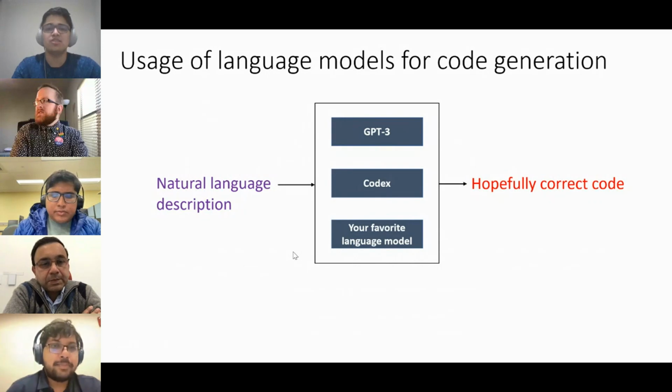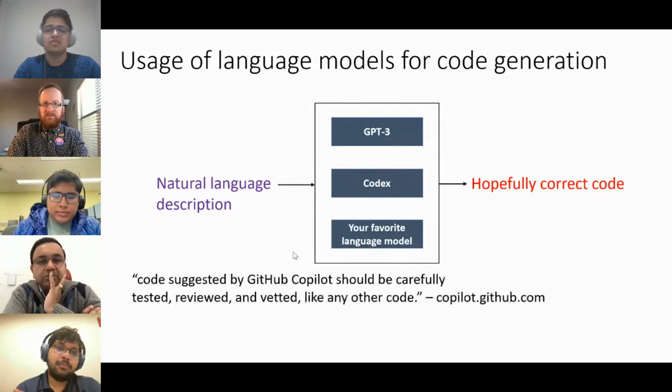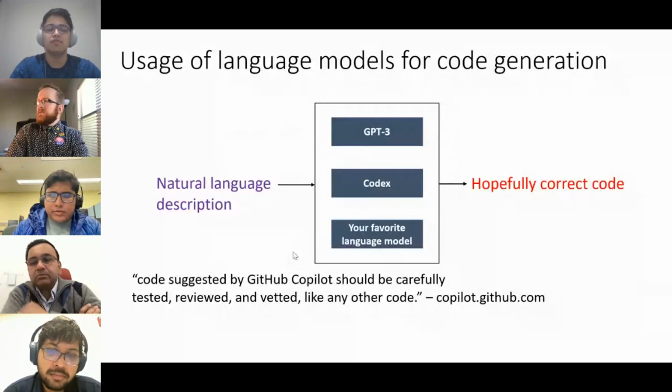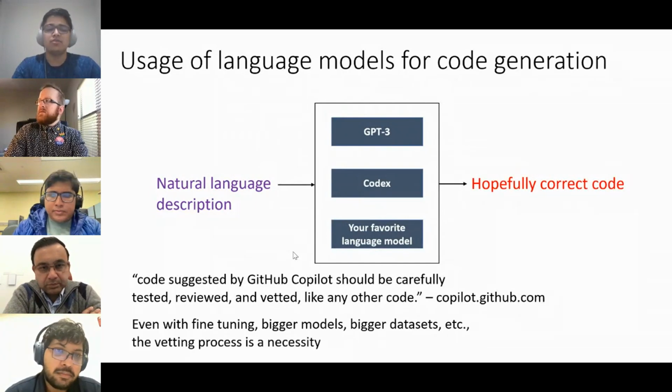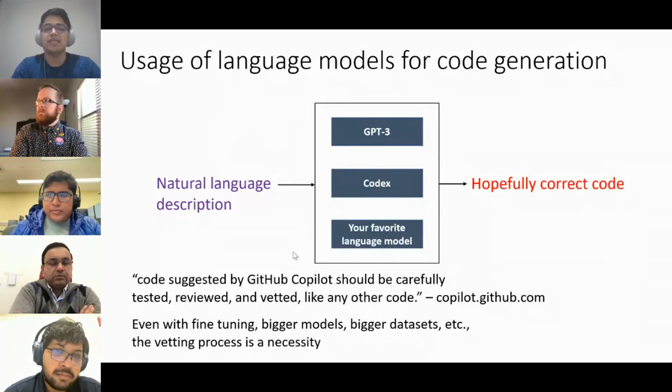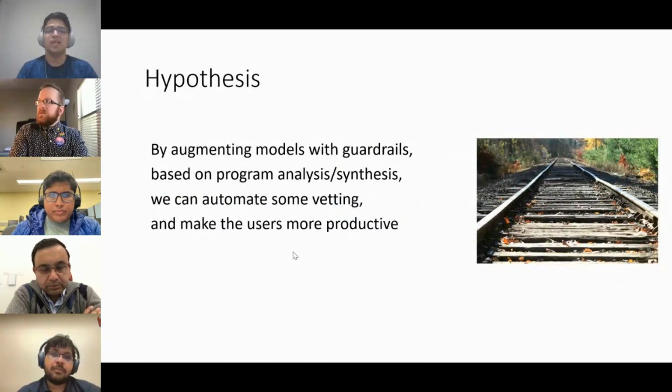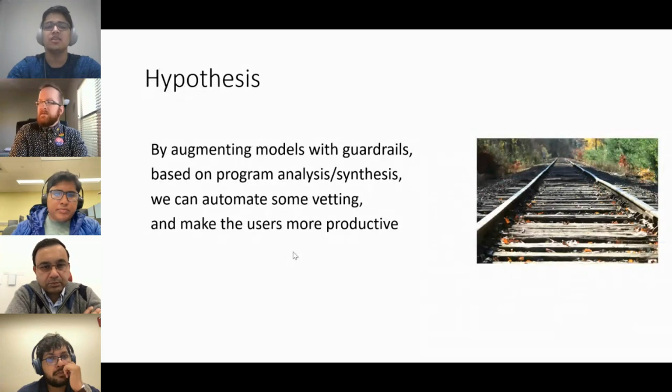This is because these models do not understand the syntax and semantics of programs, and they do not provide any guarantees. This is why the GitHub Copilot website itself mentions that the suggested code should be carefully tested, reviewed, and vetted, like any other code. Even if we fine-tune these models, build bigger models, and build better data sets, the vetting process is a necessity, and the burden falls on the users of these models. So what can we do to help them? This is where the Jigsaw hypothesis lies. We believe that if we augment these models with guardrails based on program analysis and synthesis-based techniques, we can automate some of this vetting and make users more productive.